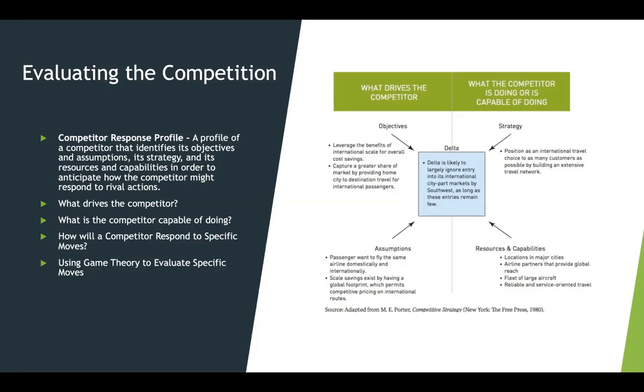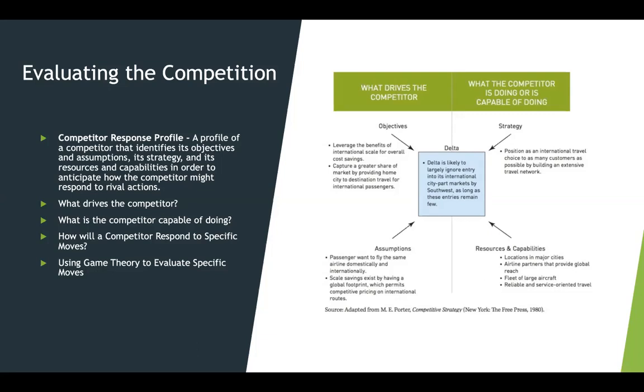The assumption here means that ideally they want to achieve their objective under some ideal situation. For example, passengers want to fly the same airline domestically and internationally. Scale savings exist by having a global footprint, which permits competitive pricing on international routes. These two answer the question of what drives the competitors: they want to achieve something. On the right side, what the competitor is doing or is capable of doing. The first one is strategy. That means how they want to achieve their objective, using which kind of way, and there are assumptions.